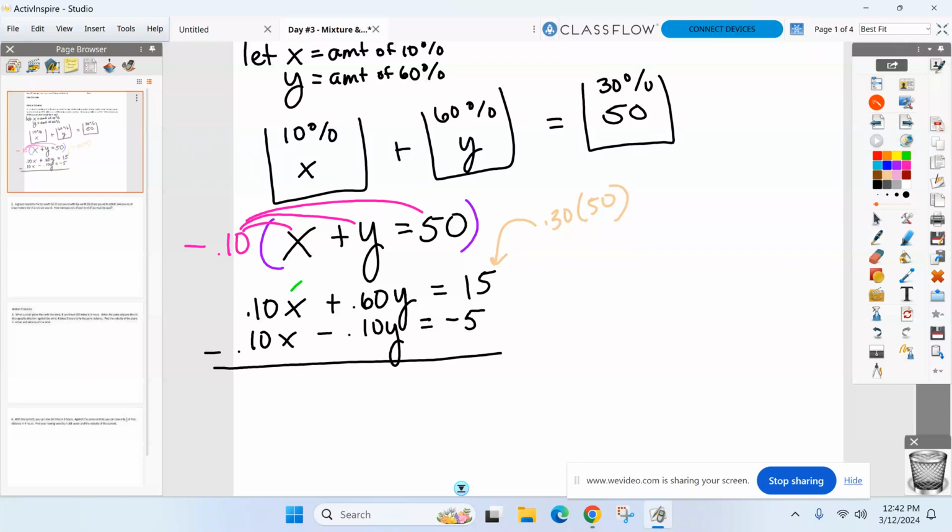Okay, x's cancel. See you later. You guys are pretty good. You've proven to me this year you're pretty good. Some years, though, I get worried when kids have to deal with decimals. Watch what you're typing into your calculator. Take your time. This is what? Positive 0.50y equals 10.